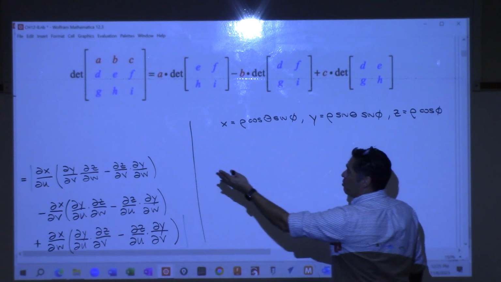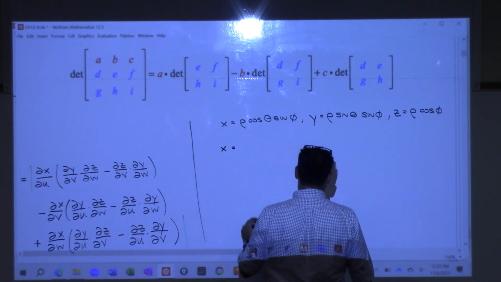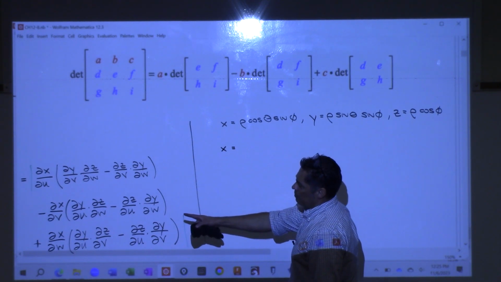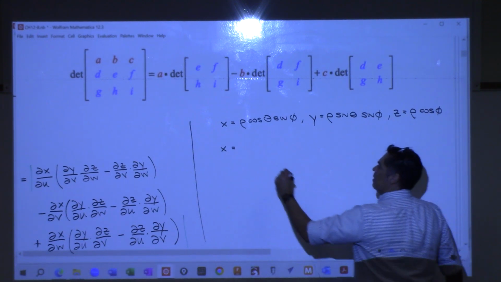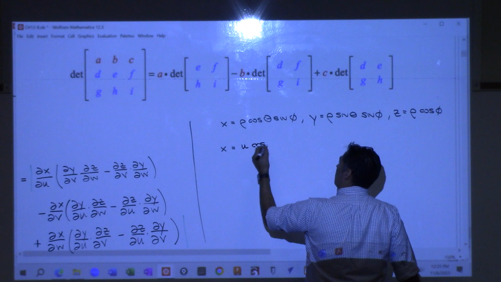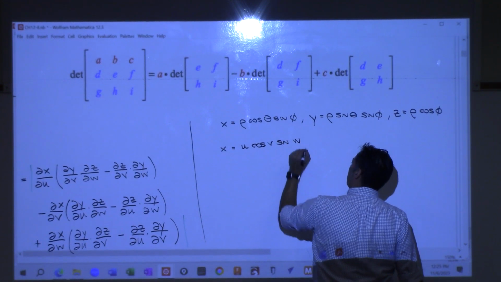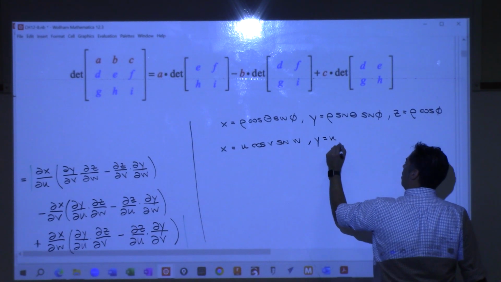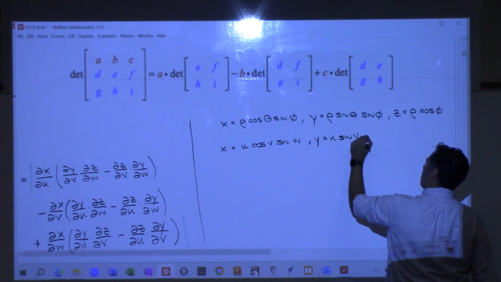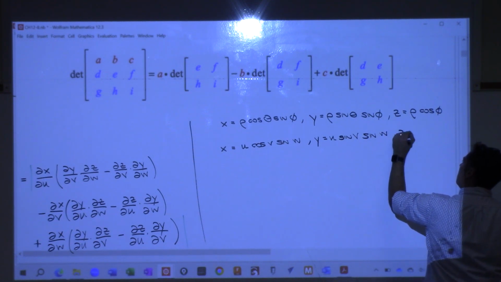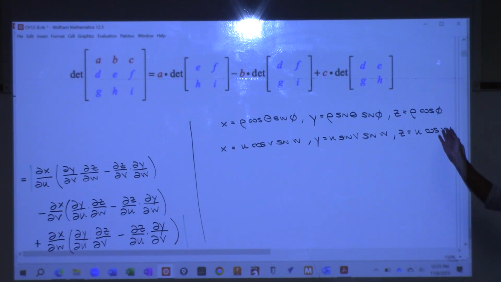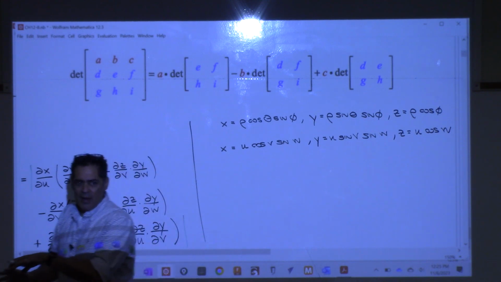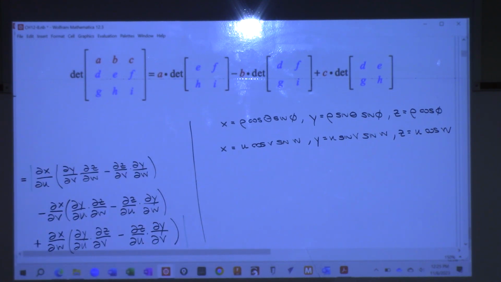Now, to make it match with this, I want our x to be equal to, what do y'all want to use instead of rho? We have three letters, U, V, and W. Do you want the rho to be U? U, okay. And then cosine of V and sine of W. Okay, and then y would become U sine V sine W. And then the z would become U cosine W. Okay, so it's the same conversion, it's just using different letters instead of phi and theta and rho, we're just using U, V, W. And now we just have to compute this.